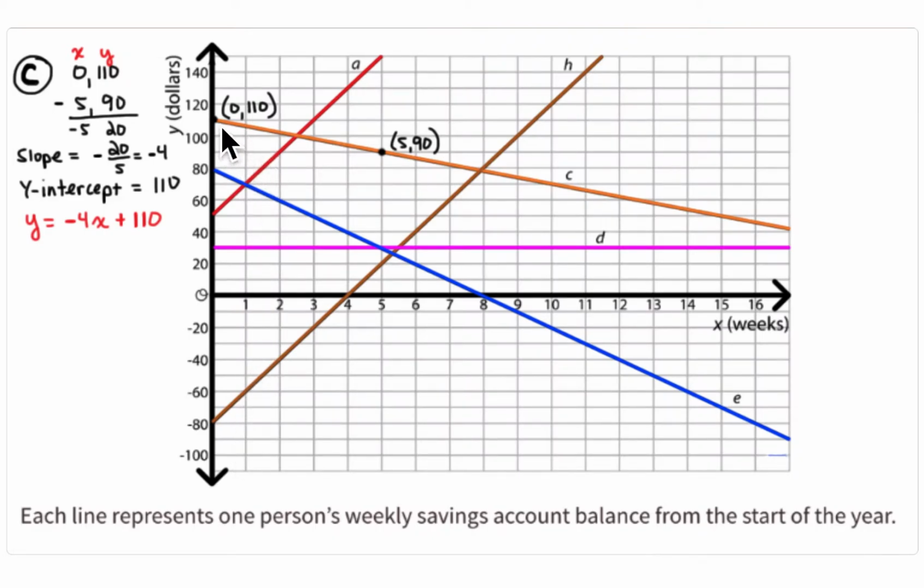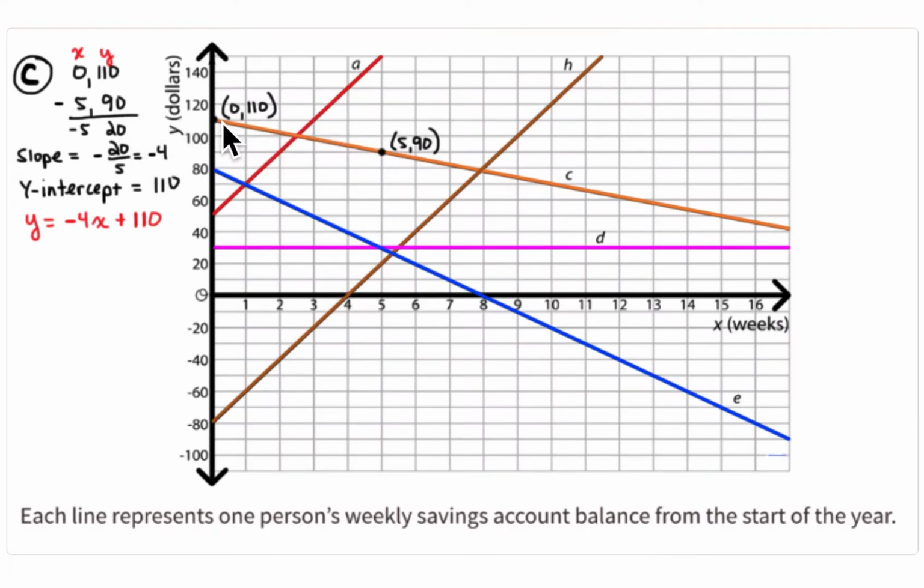So it's going down $4. One week, it goes down $4. Another week, it goes down another $4. Another week, it goes down another $4. So every week, the amount of money in the savings account is going down by $4 each week. And you can see that from the graph, and you can also figure that out from these 2 points.